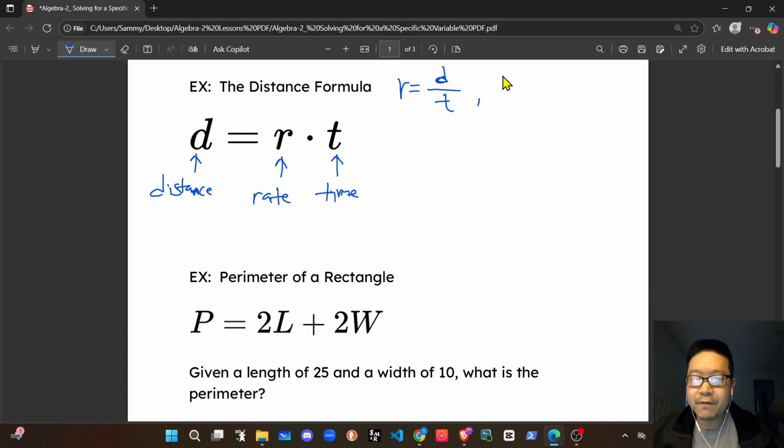And what if you were asked to solve for T instead? Well, in that case, you would divide both sides by R, or the rate of speed. This would give you T equals D over R, in other words, distance divided by the rate of speed.